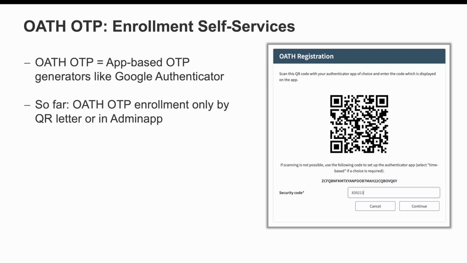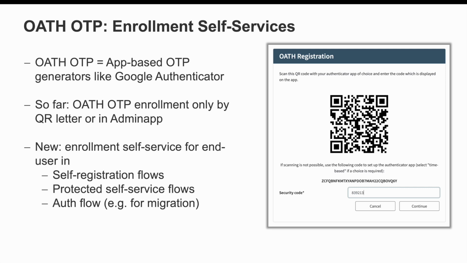And this was so far only possible by using a QR code letter or by displaying the QR code in the admin app. Now there are steps to display this enrollment QR code in the self-service flow. It is available for self-registration flows, for protected self-service flows, and for auth flows. The latter can, for example, be used for migration from SMS to OATH or to add another factor during the login with username and password.